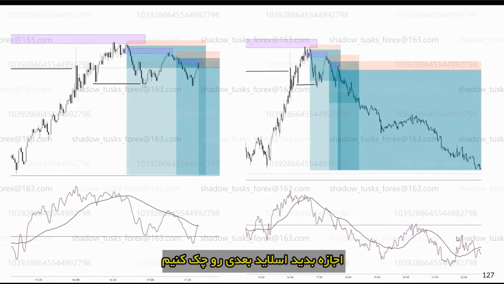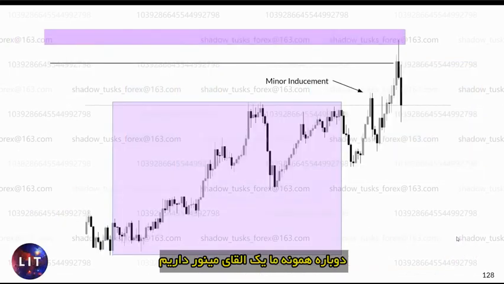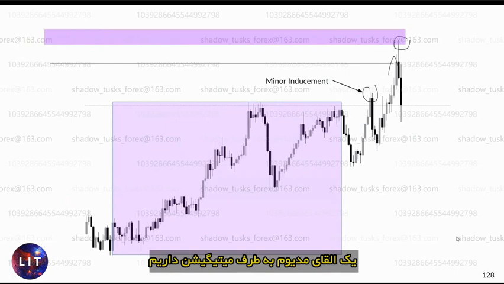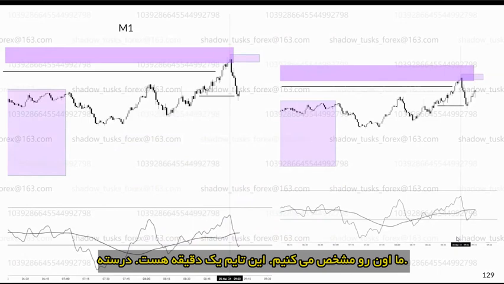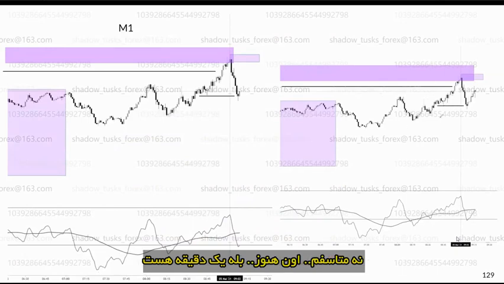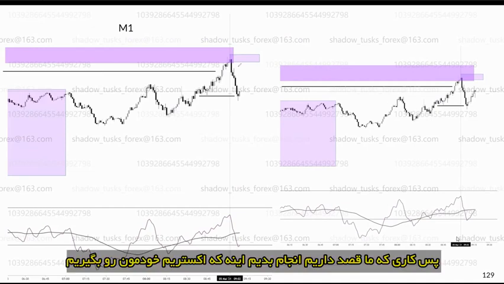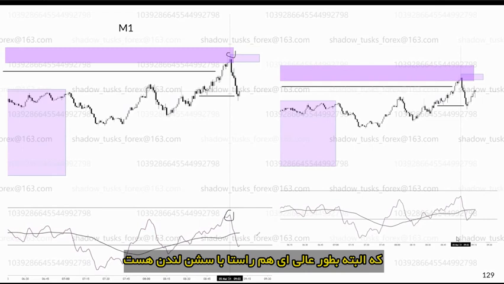So what is going to happen after here? Let me just check the next slide. So same thing. We have a minor inducement. We have a medium inducement into mitigation. So what's the logical next thing to do? We mark out our, this is the 1 minute then, right? No, sorry, still the 1 minute. So what are we going to do? We're taking our extreme already, which is of course perfectly in line with London session.